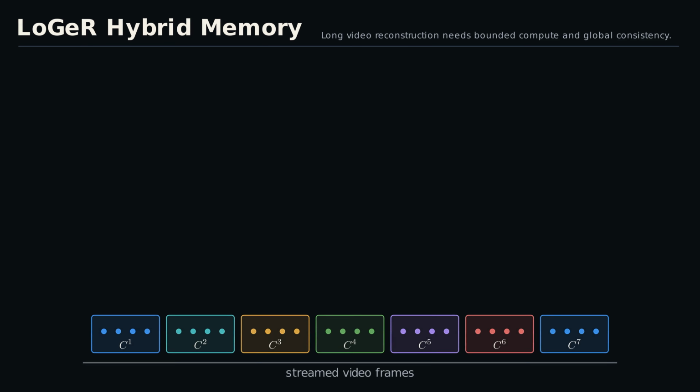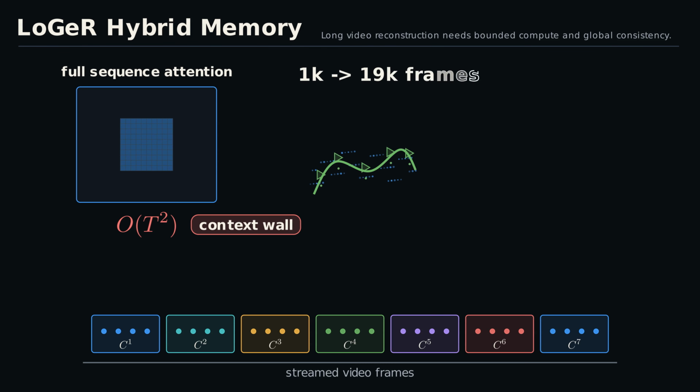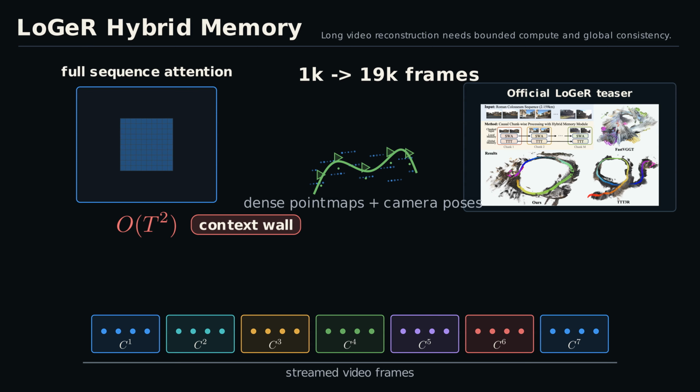LoGeR starts from a practical mismatch. Dense 3D reconstruction wants every frame to agree with every other frame, but full attention over a minutes-long video hits a context wall. The cost grows like the square of the frame count.